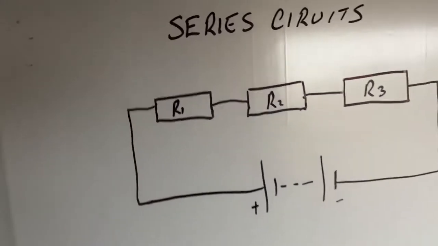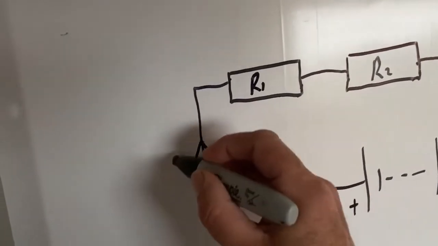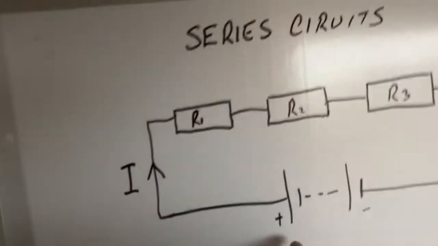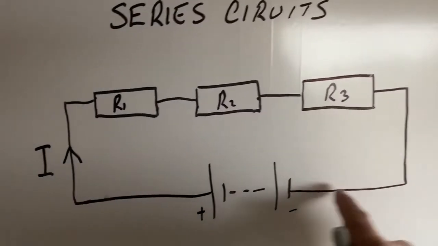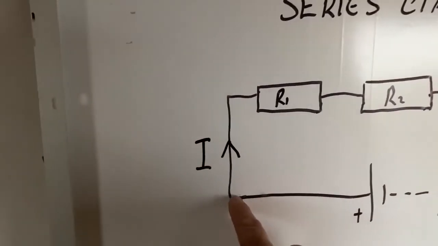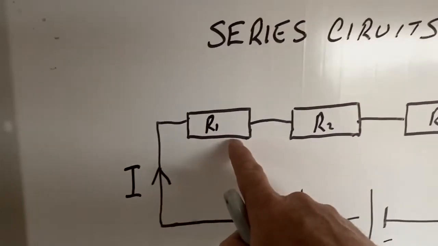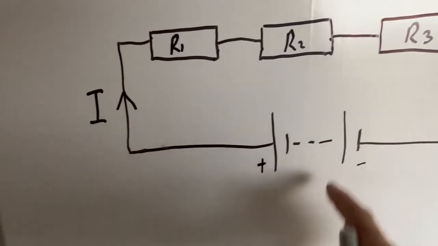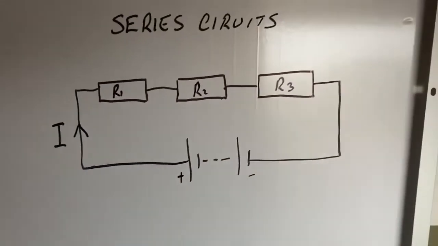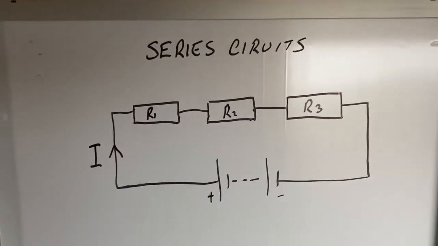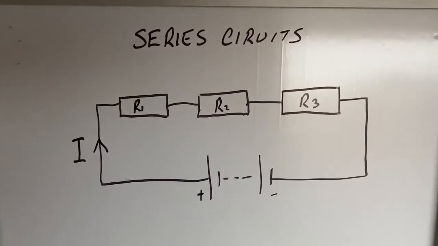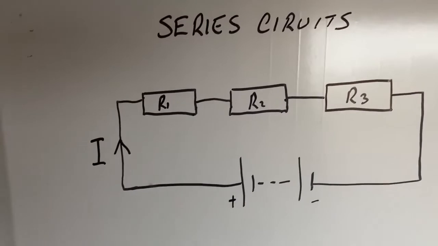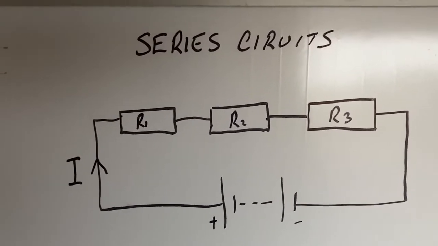So what's in common in a series circuit? Well, the easy answer is current. So there is only one current because there is only one path. So the same current flows through R1, R2, R3, and then back to the battery. So in a series circuit, the current is common, the same for every component in the circuit. The difference is the voltage is not common.